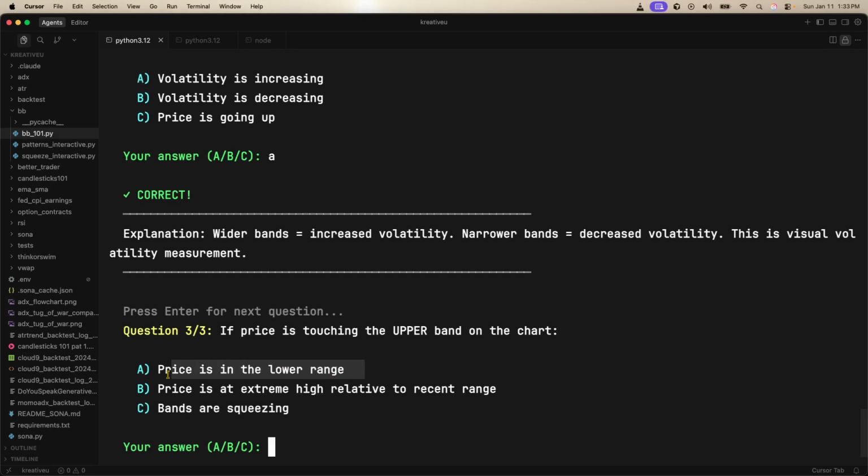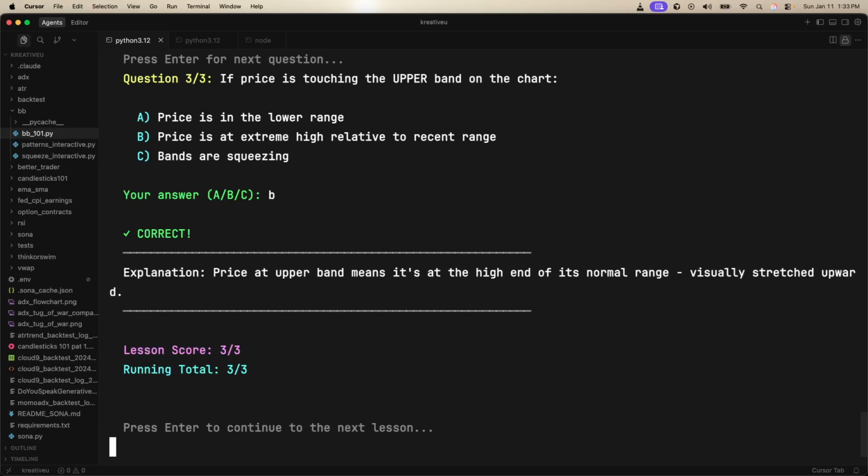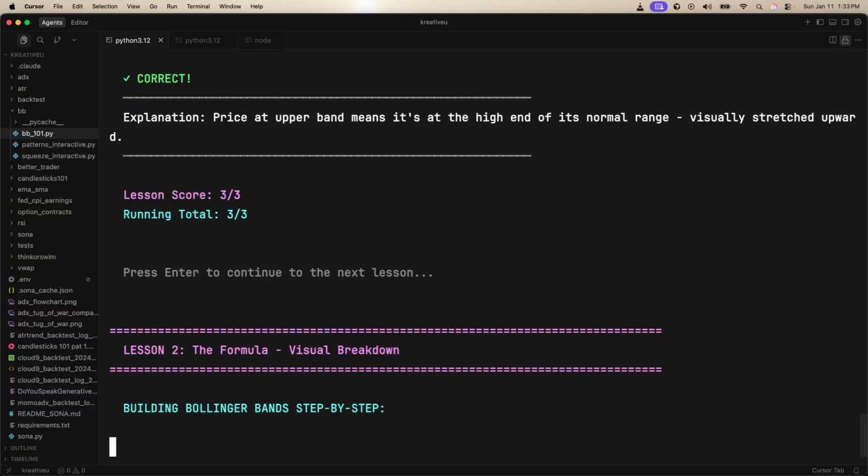So the price is above the 20-day moving average. The price is at its extreme high relative to its recent range. That may be interesting. Or the bands are squeezing. So let's go ahead and put B. Oh, look at that. We got it.